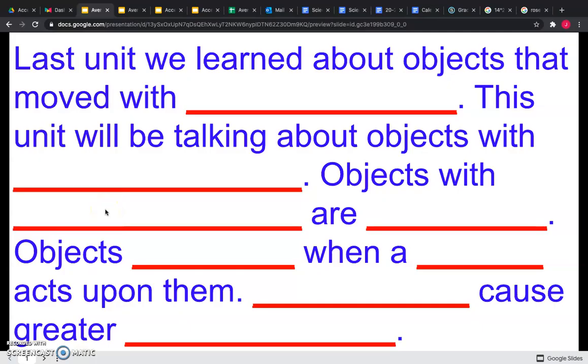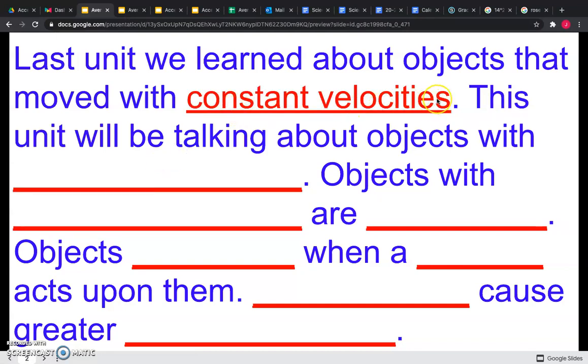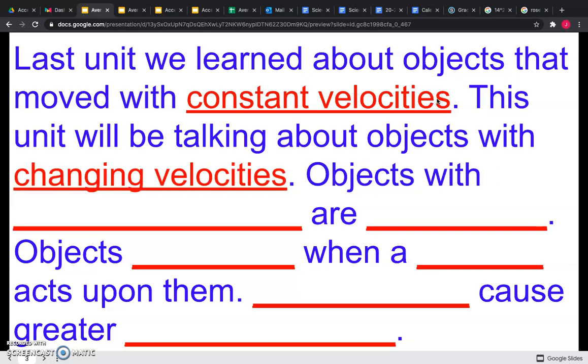Okay, so last unit we learned about objects that moved with constant velocities, right? We were learning about objects that were moving at the same speed the entire time. They never went faster or slower or changed directions. This unit will be talking about objects with changing velocities.